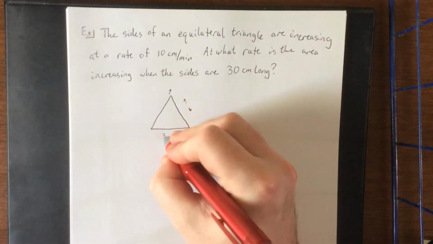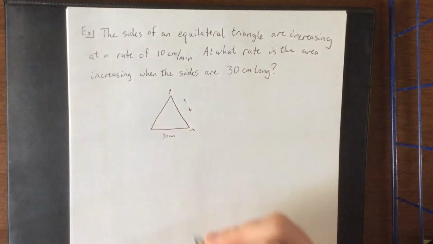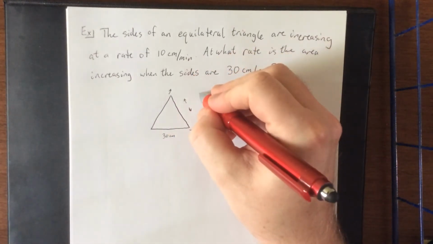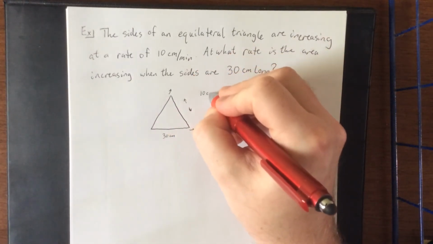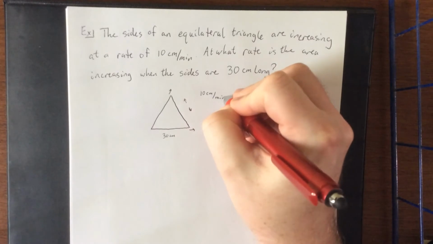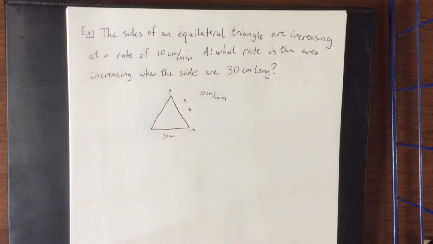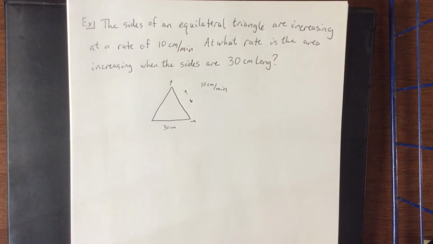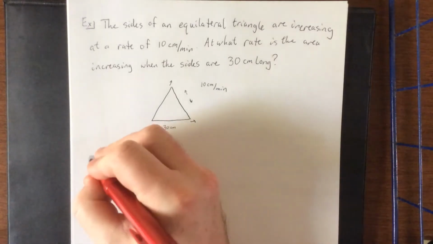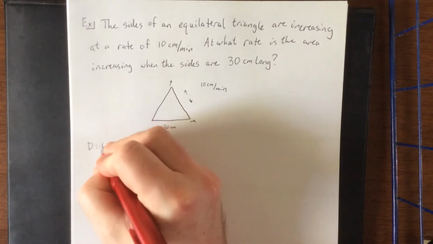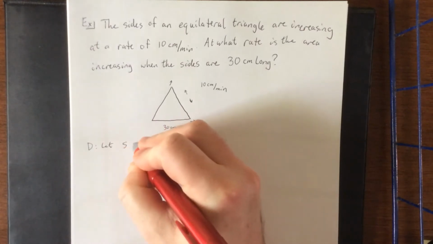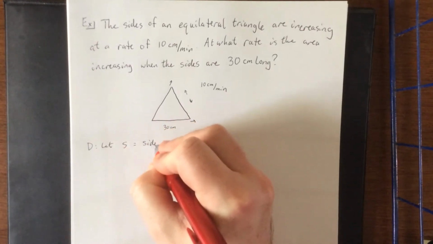So as soon as we hit the instant that these are 30 centimeters long, with all of these rates being 10 centimeters per minute, the question is how quickly is the area increasing? Now, from pre-calculus, we have a number of different formulas for the area of an equilateral triangle. Let's define a variable. We'll say let S be equal to a side length.